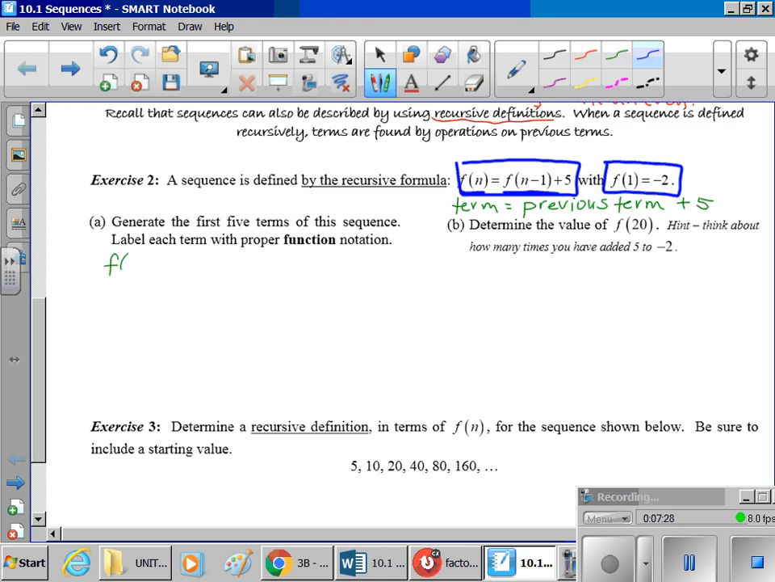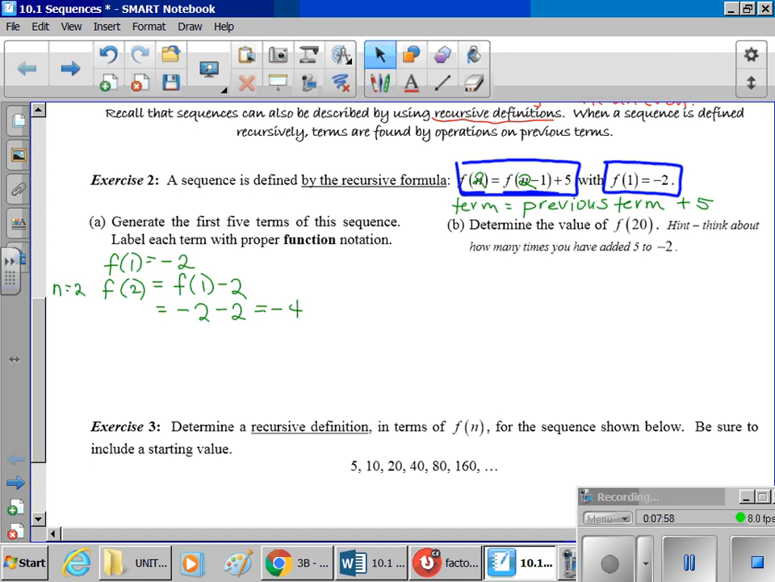So if we do our formula, we're given that f of 1 is equal to negative 2. So now we want to do f of 2. So in this case, n is equal to 2. So f of 2, so what we do is we put a 2 here, and we put a 2 here, and we get 2 minus 1. So it's equal to f of 1 minus 2. So it's equal to the previous term, which is negative 2, minus 2. So my answer is negative 4 for f of 2. F of 3 is equal to the previous term minus 2, which is negative 6.